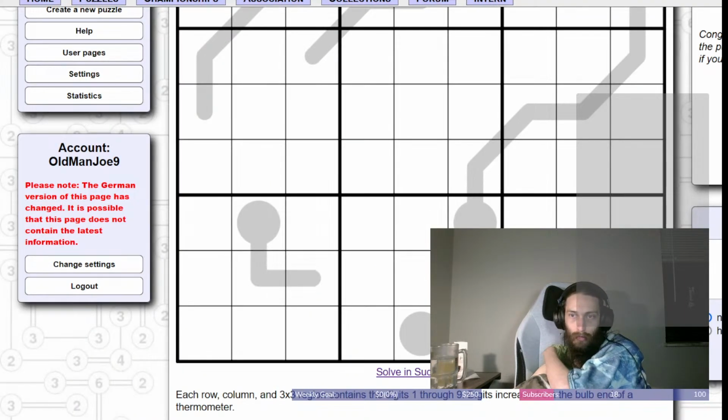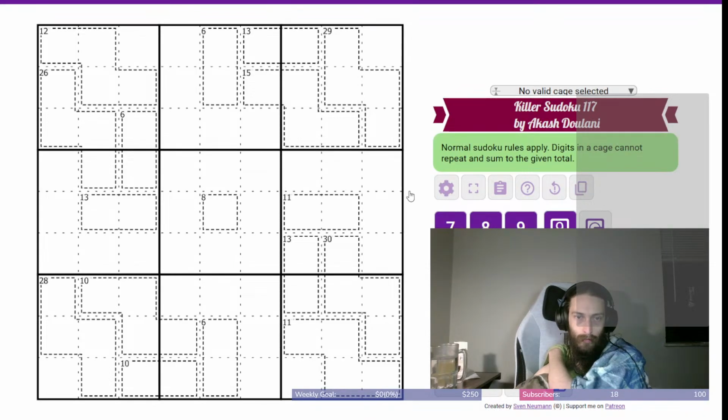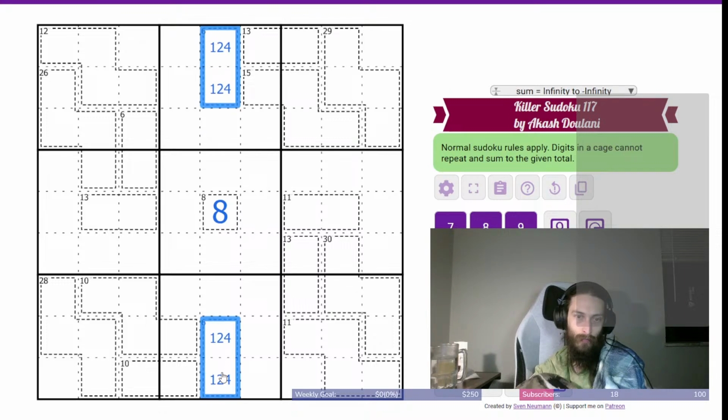All right, solved that puzzle, and got time for one more. Let's go ahead and tackle Killer Sudoku 117 by Akash Dulani. Normal Sudoku rules apply, digits in a cage cannot repeat, and sum to the given total. That's simply an 8. I don't know why not just simply give that. Well, in column 5, there are two cage 6s.